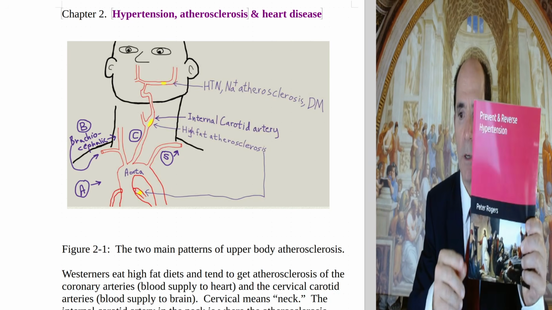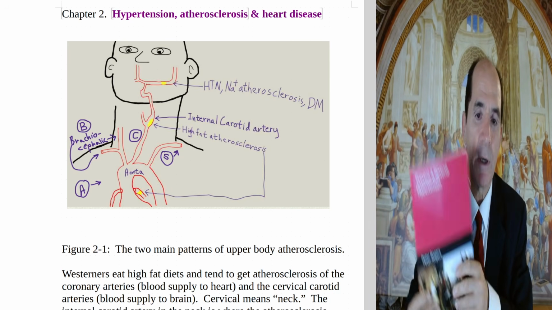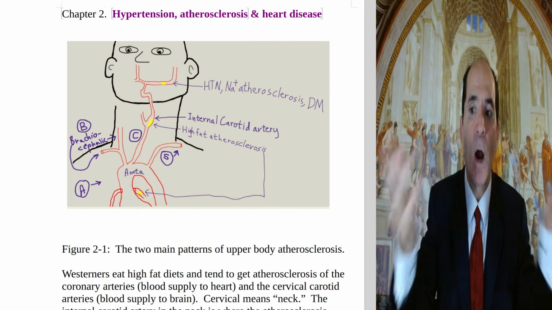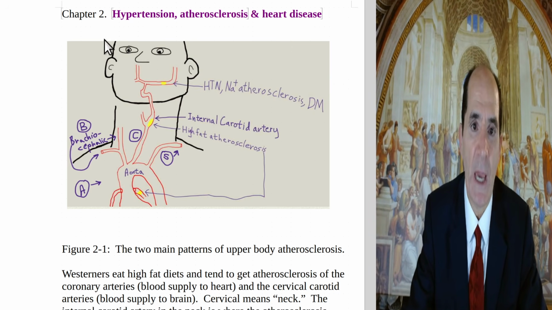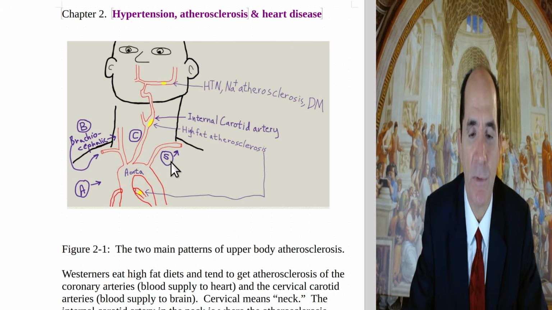Okay, we're doing this book here, Prevent and Reverse Hypertension by me, Pete Rogers. We're actually on part 13. It's chapter 2, Hypertension, Atherosclerosis, and Heart Disease. So here are patterns of atherosclerosis.